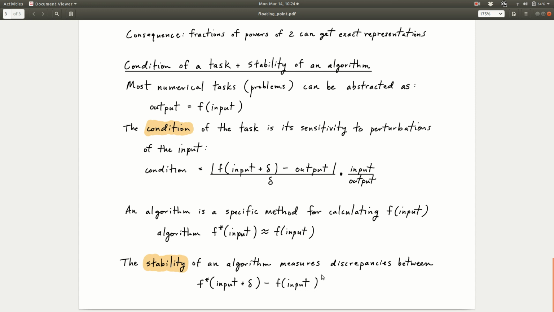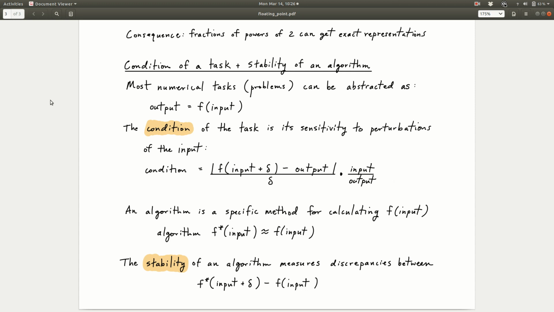Now, there's no one agreed upon definition of stability, but in general, it will depend on quantities like this. So the algorithm evaluated at some perturbation versus the actual output, or you might look at the output of a perturbed input relative to the algorithm's value at the actual input, or some combination of this. Generally you're looking at the difference between the algorithm's assessment of what the output should be versus what the actual output is.